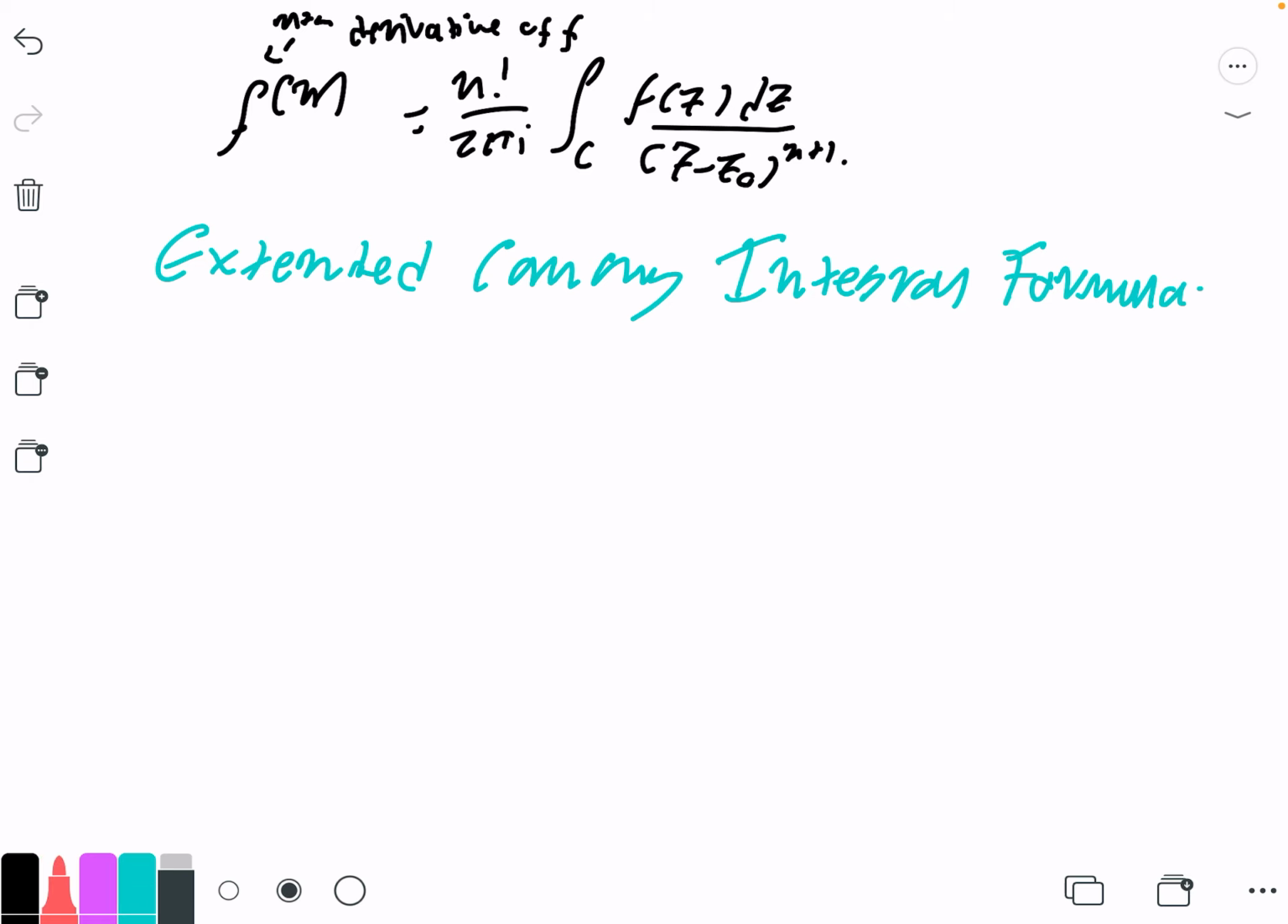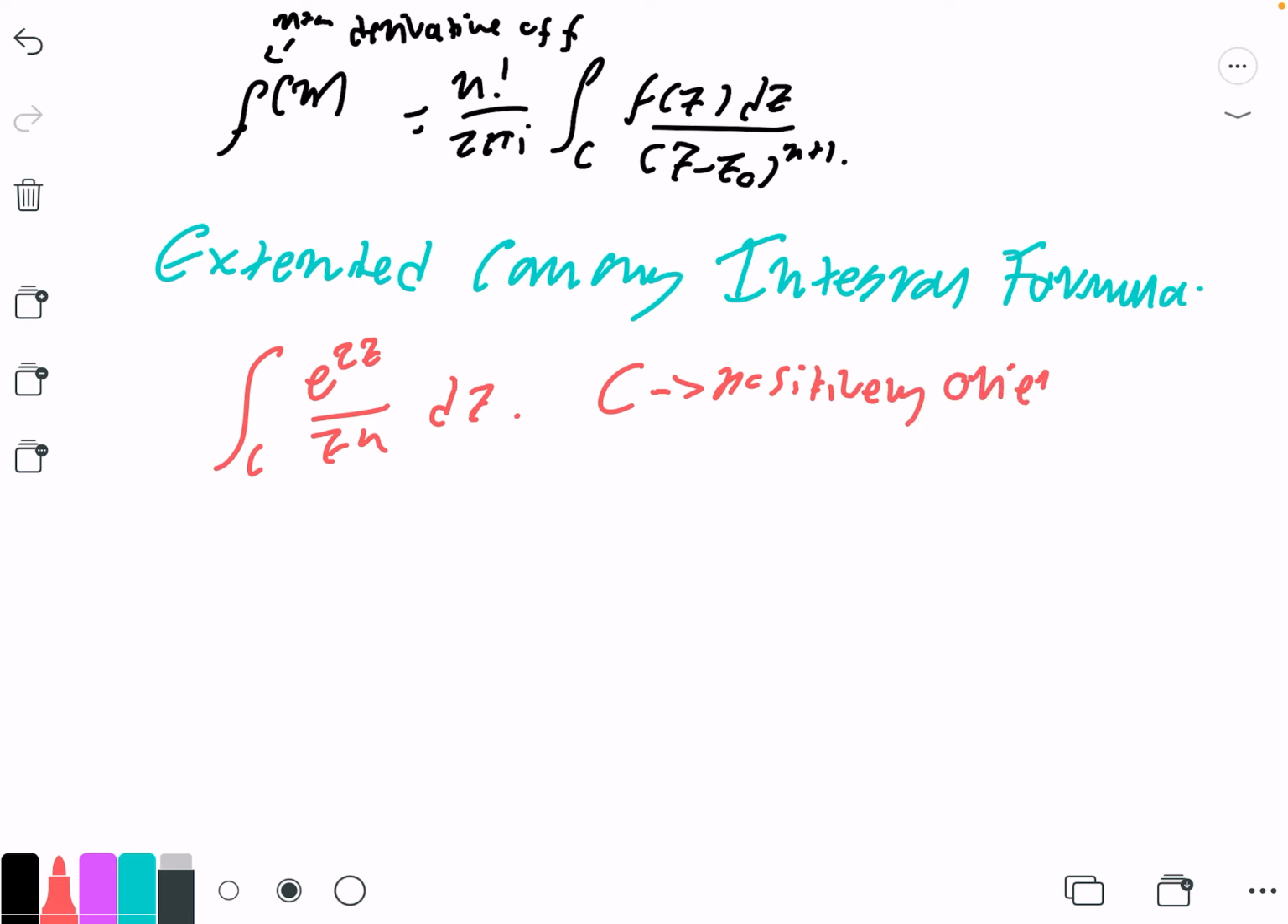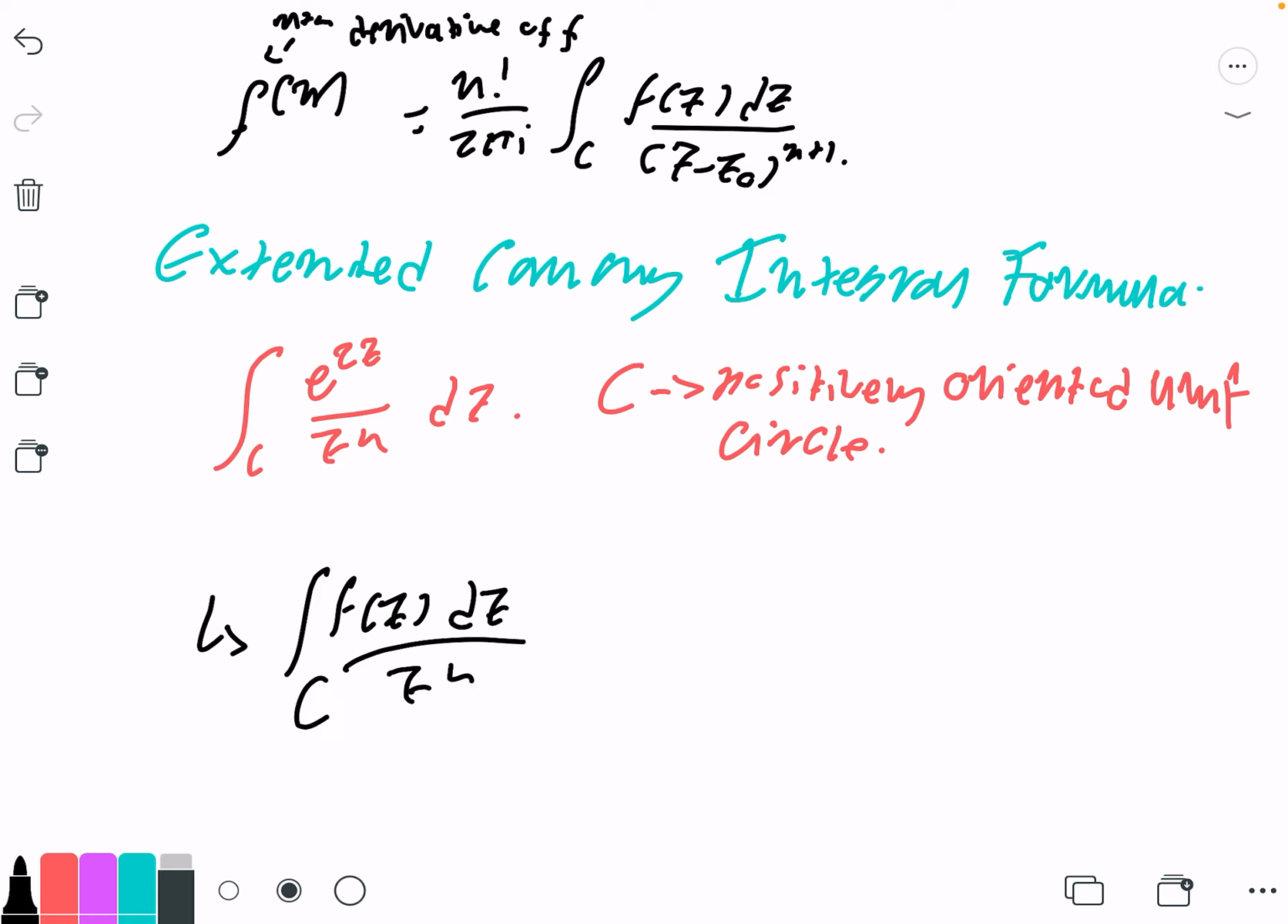So I'm going to go through a quick and easy integral that we can evaluate using this. So let's say we have this integral, and C is the positively oriented unit circle. So let's let f equal e to the 2z. So we can rewrite this, and from the extended Cauchy integral formula above, we can just write that this is equal to 2 pi i over 3 factorial, because remember, it's n plus 1 here, times f triple prime of 0.